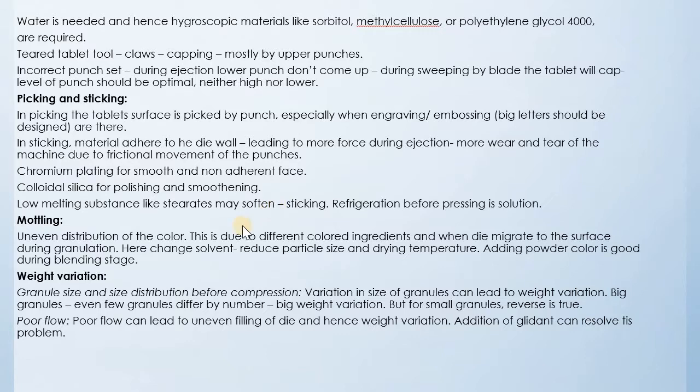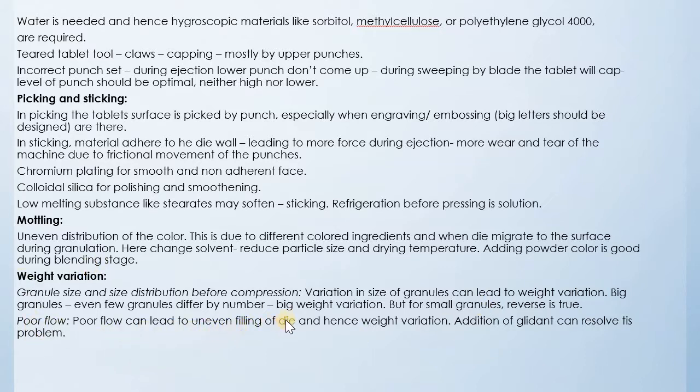Next is weight variation. Weight variation depends on the granule size and distribution before compression. Variation in the size of the granules can lead to weight variation. For example, if granules are big, then even a few granules can differ by number. Like if there is a difference of 2 or 3 granules, then a big weight variation will occur. But for small granules, even if more granules differ, the weight variation will be less, because each granule weighs less.